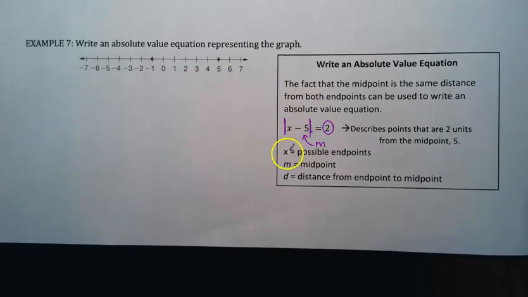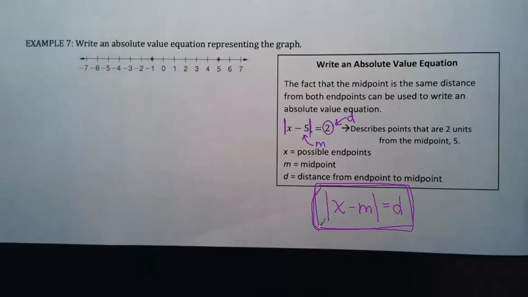So x are the possible endpoints, m is the midpoint, and d is the distance. This part is the distance from endpoint to midpoint. I thought I had that on there somewhere, but I did not. So the formula is the absolute value of x minus m, close your absolute value, equals d. So you want to add that in there.